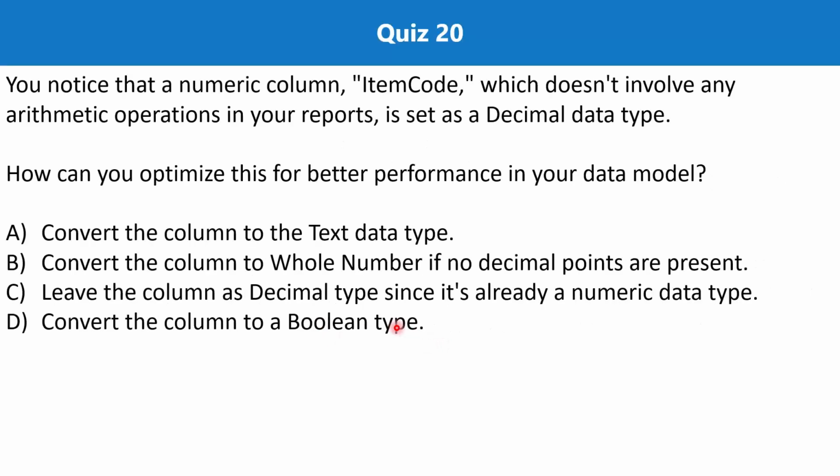So we have already covered the importance of choosing the right data type in one of the videos. And here again, we are going to use the same knowledge that we saw in that video, that we should convert this column to a whole number if there is no decimal point present in the data. So this is going to obviously optimize the data model, and we will have a better performance. So that is all for this particular video.